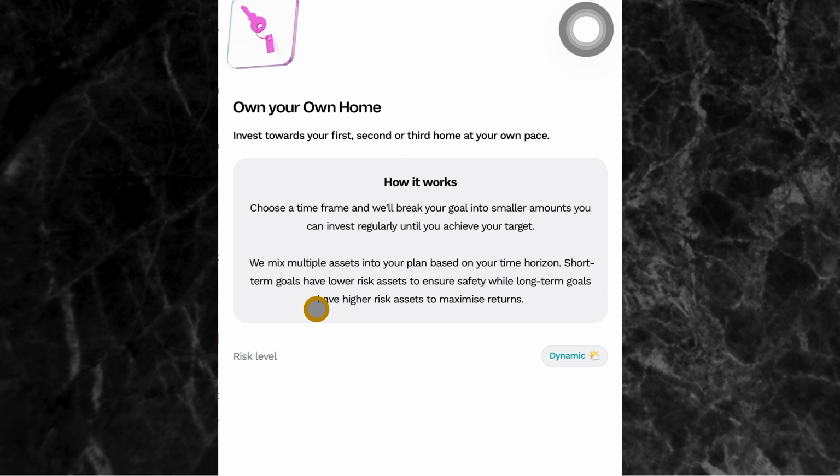If you click on it, you see it right here, own your own home. Invest towards your first, second, or third home at your own pace. Now, how it works, it says choose a time frame and we'll break your goal into smaller amounts you can invest regularly until you achieve your target. And then it says we mix multiple assets into your plan based on your time horizon. Short-term goals have lower risk assets to ensure safety, while long-term goals have higher risk assets to maximize returns.